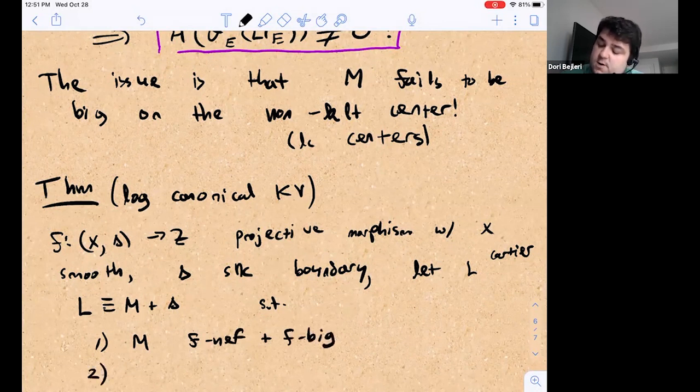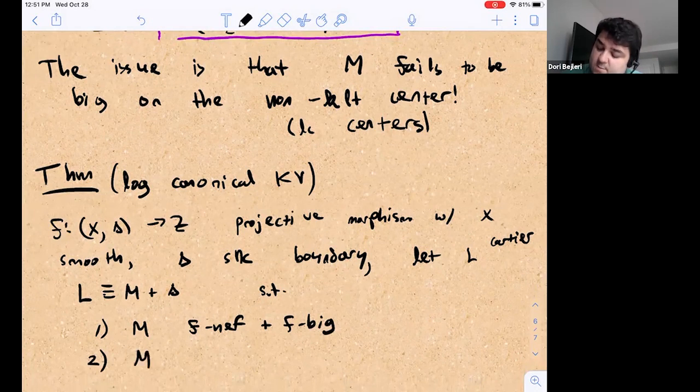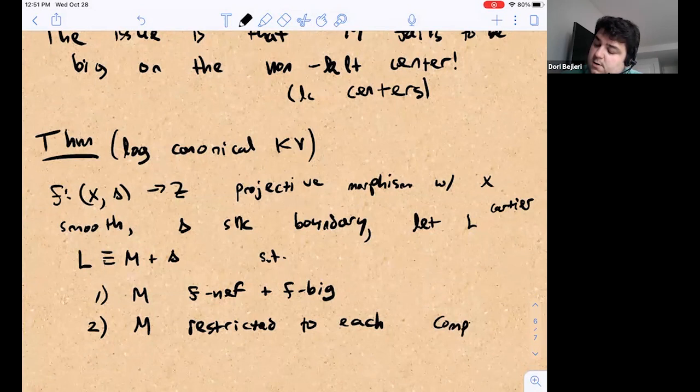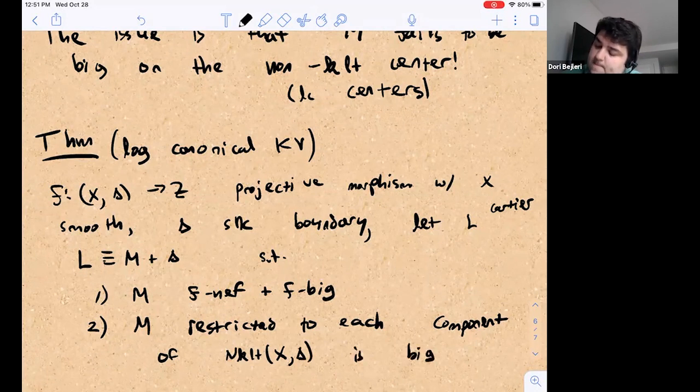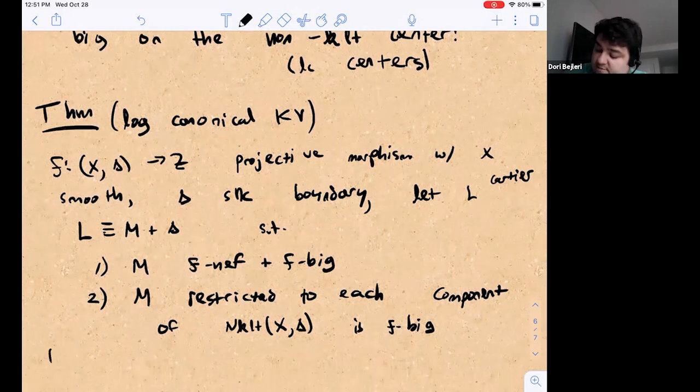And 2, this extra assumption that M restricted to each component of the non-KLT locus is big. Or really is f-big. We just need to assume that it's big relative to this map down to Z. Then we get Kawamata-Viehweg vanishing.